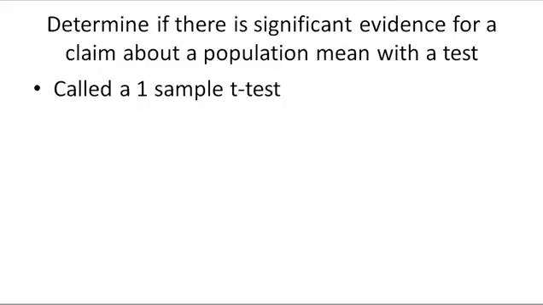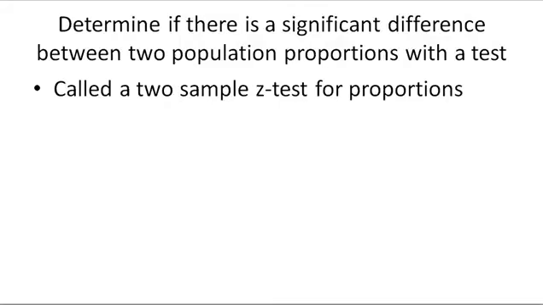Same thing here: determine if there's significant evidence for a claim about a population mean with a one sample t-test. Same idea here. Somebody claims that the true average diameter of a melon is 133 millimeters, and we're wondering maybe it's something different, like maybe it's not 133 millimeters. And then we conduct a test. We make our picture of our model, and we look for our evidence. Again, we've learned how to do all that. This is just a type of problem that you need to be ready for.